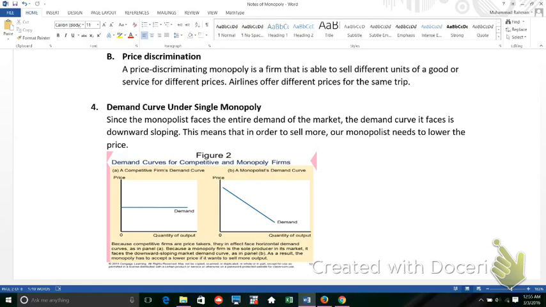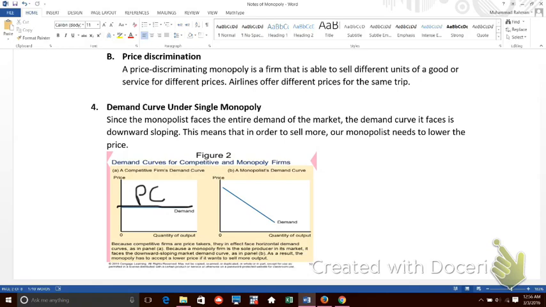for individual firms. There is a big distinction between the demand curve faced by a firm under monopoly and the demand curve faced by a firm under perfect competition. Remember, we showed that under perfect competition, the single firm faces unlimited demand at the market equilibrium price, so the demand curve is basically a horizontal line.